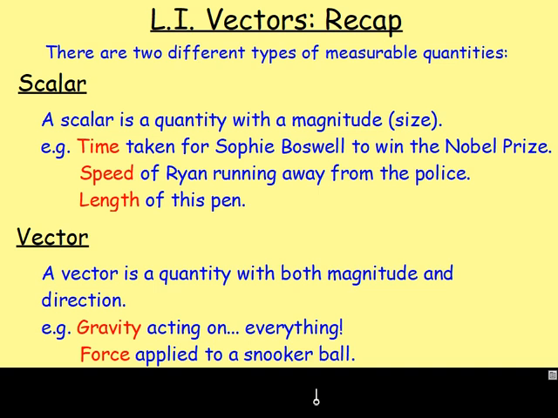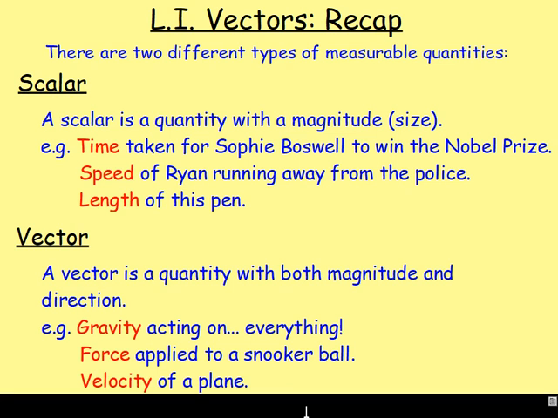Something else? Force. The force applied to a snooker ball. If you hit a snooker ball with a certain force, well, there's a direction that is also involved. Velocity too, the velocity of a plane. Well, the plane is going to have a speed, but it's also going to be going in a certain direction. So, two different types of measurable quantities. You have scalars and you also have vectors. So a vector is a quantity that has a size and a direction.